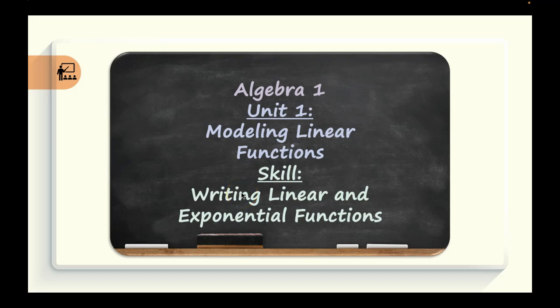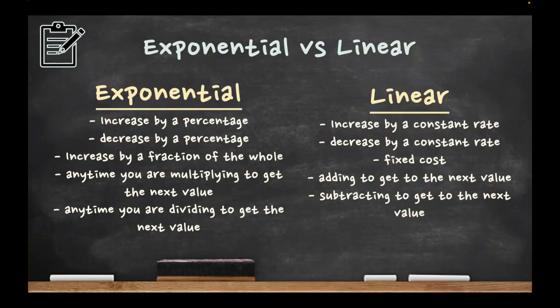So the skill that we're going to cover now is writing linear and exponential functions. But before we do that, we have to be able to look at a situation and decide, is it linear or is it exponential? So these are some cues that it might be exponential, and these are some cues that it might be linear. If they're talking about a percentage, it's going to be exponential. If it says increasing or decreasing by a constant rate, it's going to be linear.